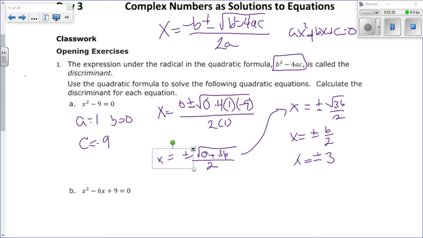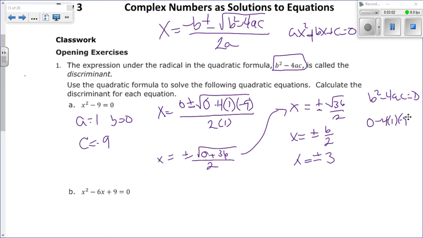So the discriminant itself is just the value underneath the radical. So the b squared minus 4ac is equal to the discriminant, and in this case it was 0 minus 4 times 1 times negative 9. So this is 36 equals the discriminant.